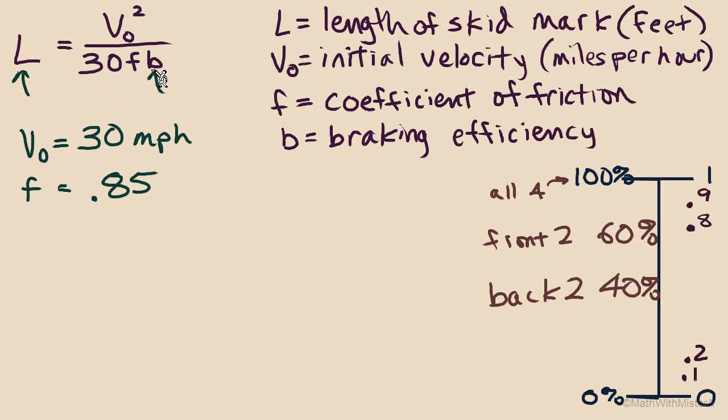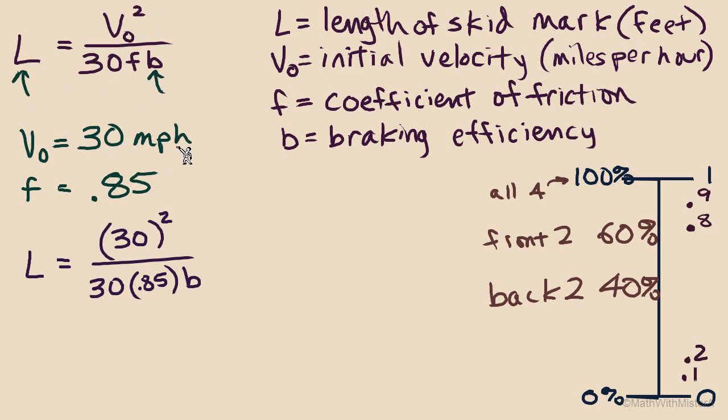It's different because we want to be able to compare the braking efficiency to the length of the skid mark, so we need to leave both of those variables in the formula. What we can do is plug in the information that we do know and simplify this formula. We've substituted 30 in place of v0 for an initial velocity of 30 miles per hour, and 0.85 in place of f for the coefficient of friction.